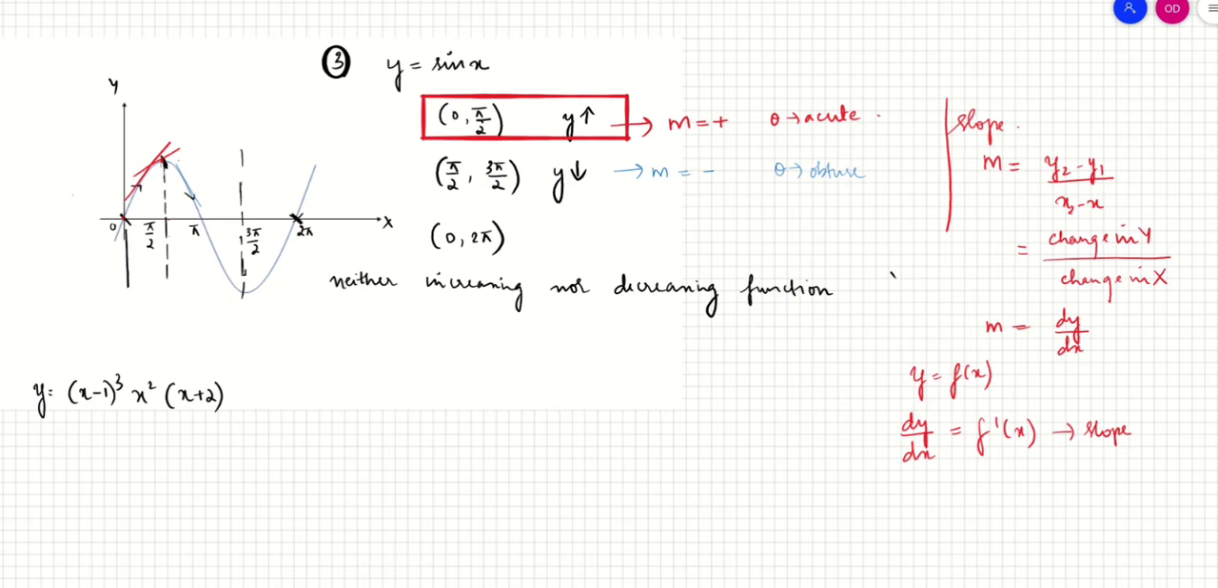So to sum up the observations that we have made, if slope was positive, the function y is equal to f of x was an increasing function. In other words, if f dash of x is greater than 0, we got y as an increasing function. If slope was negative, then y is equal to f of x was a decreasing function. So, in other words, if f dash of x is less than 0, then the function is a decreasing function.